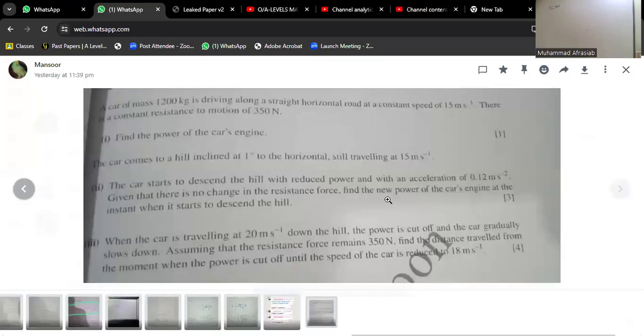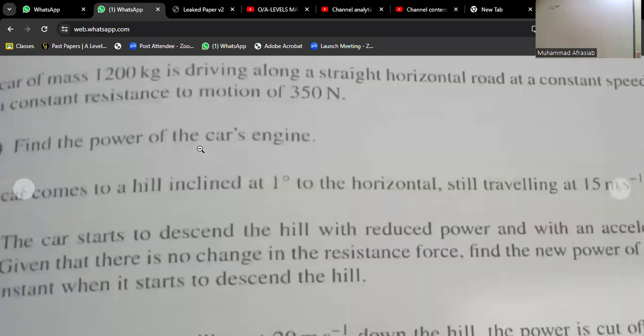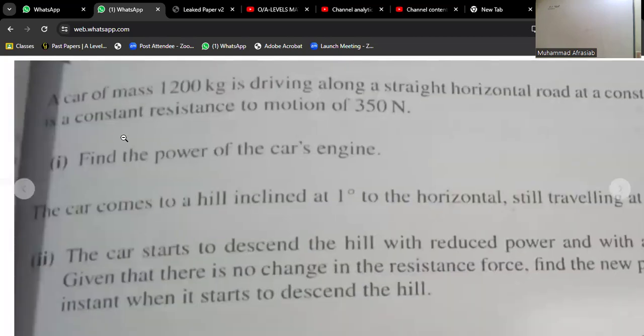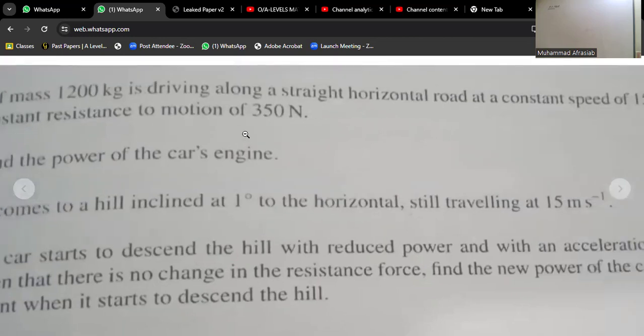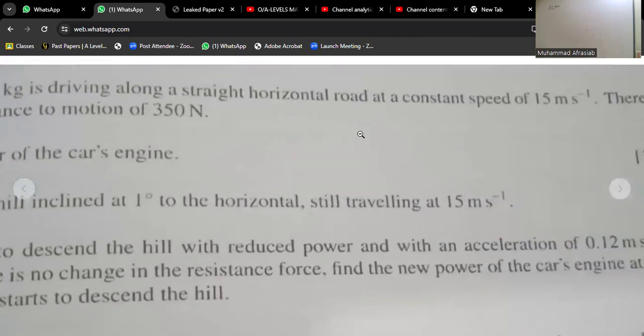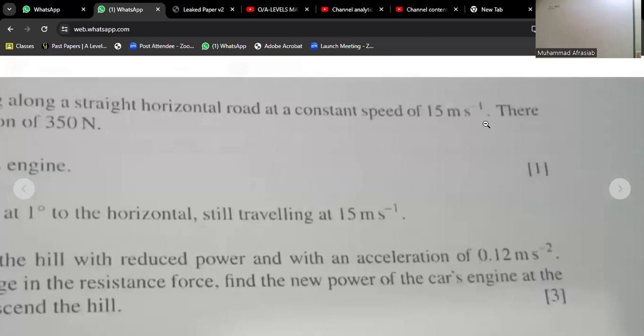There is a question concerned with the topic of Kinematics or M1. The question is: a car of mass 1200 kg is driving along a straight horizontal road at a constant speed of 50 meters per second.